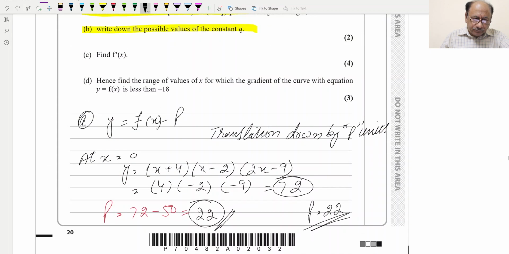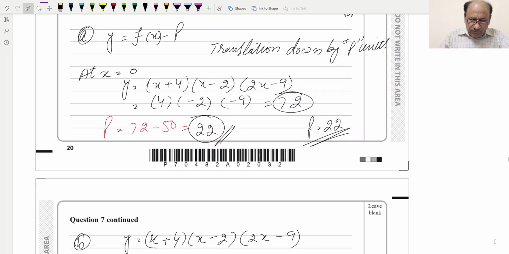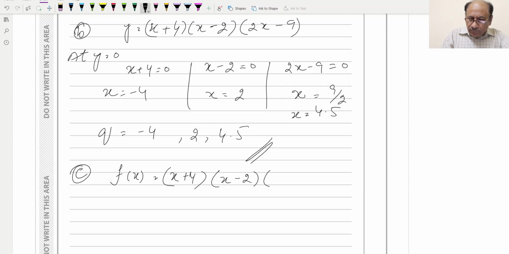Now for c part, find f dash of x. So we need to find the derivative. We know f of x is what? f of x is equal to x plus 4. We have written it over here, we can copy this. So x plus 4, x minus 2 and 2x minus 9.